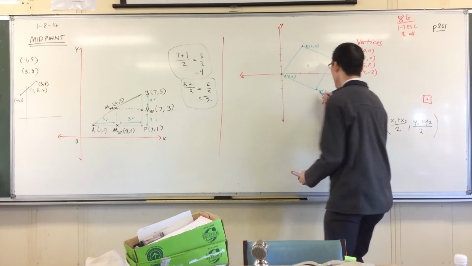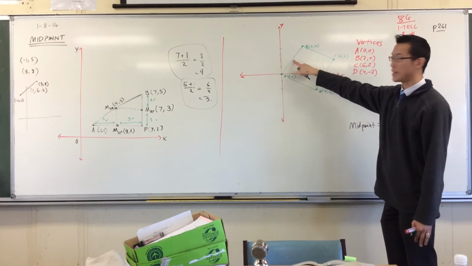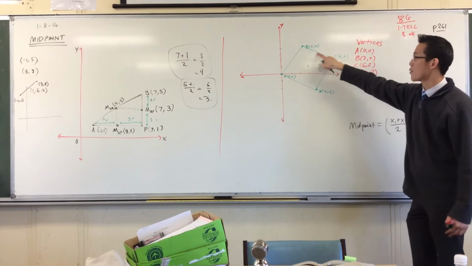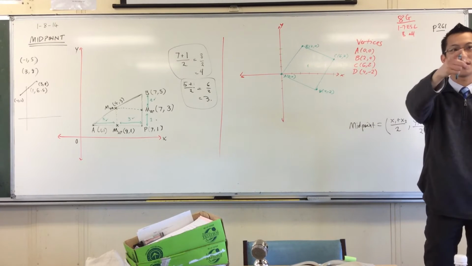Now you can see, for example, if I drew the midpoint between A and B, I'd be here. That is not the center of the square. I could do the midpoint of B and C, and I would be here. And that is not the center, and on and on and on, right? Where should I go?